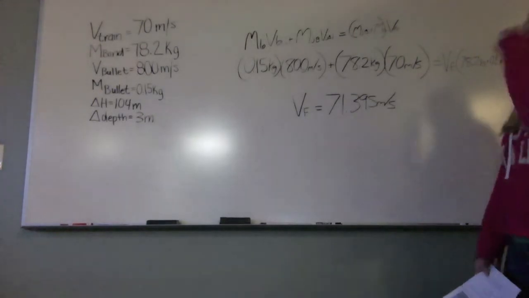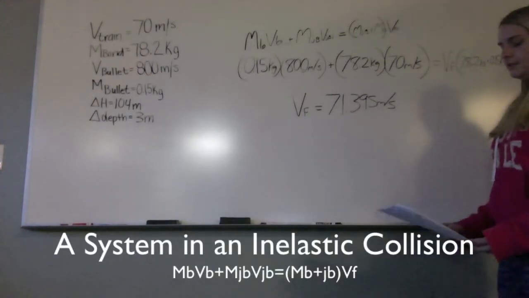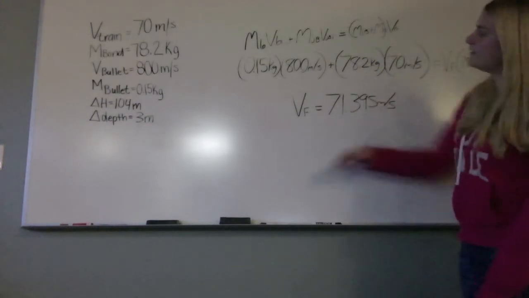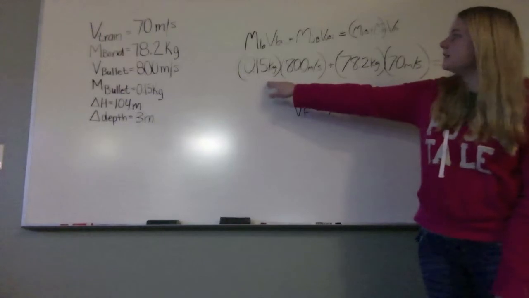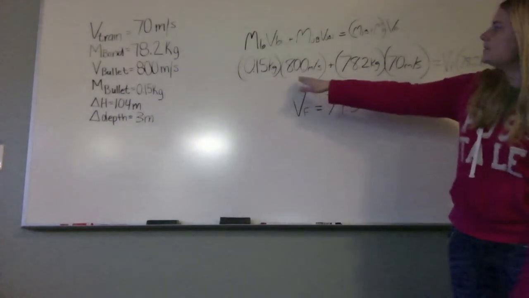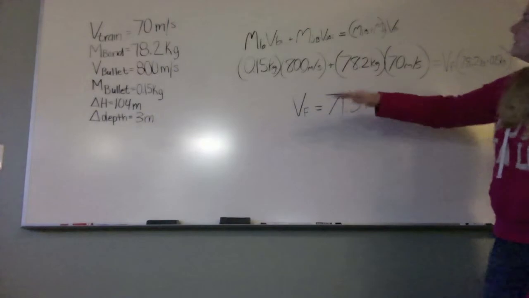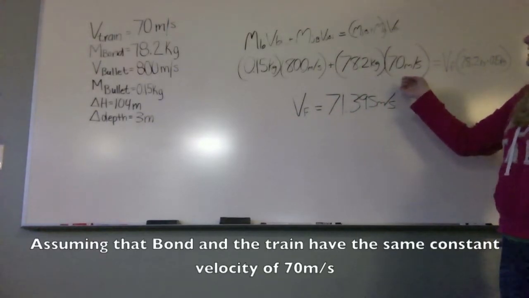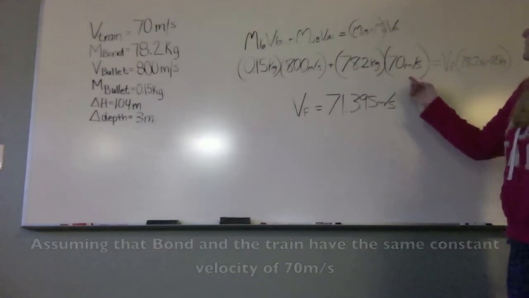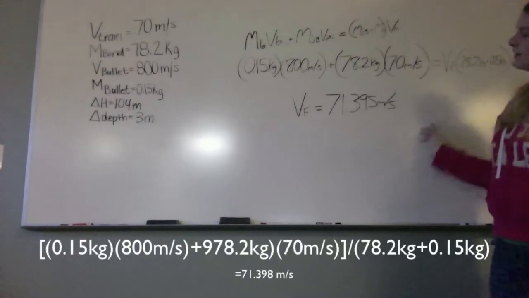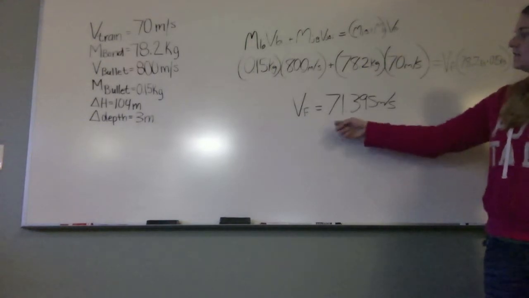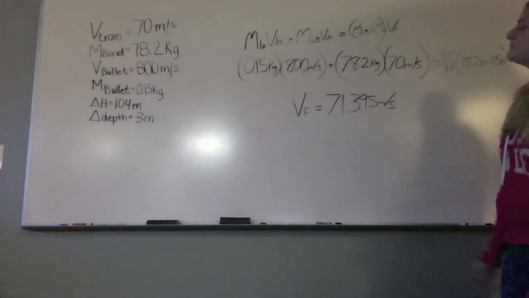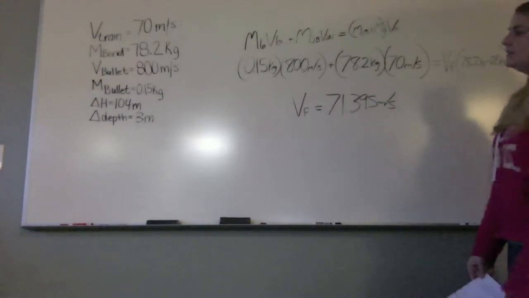To start off our equations, we decided to look at the bullet hitting Bond as a system, and we used this equation with the approximated values of the bullet weight at 0.15 kilograms, the bullet's velocity at 800 meters per second, Bond's weight at 78.2 kilograms, and Bond's initial velocity as 70 meters per second. And then we do all our calculations, and we find that his final velocity was 71.395 meters per second, and this will be the initial velocity in the next equation.